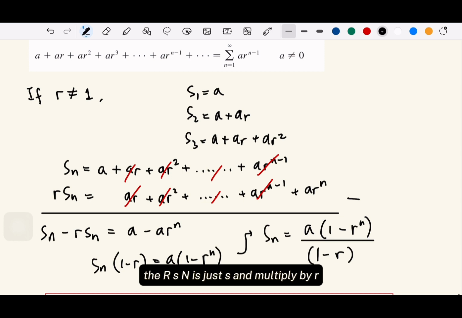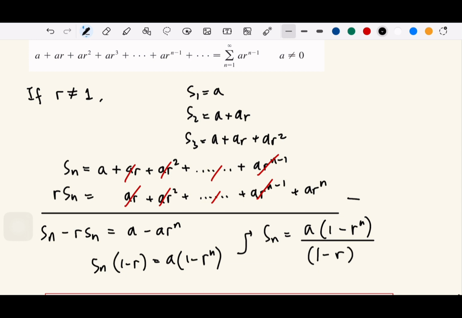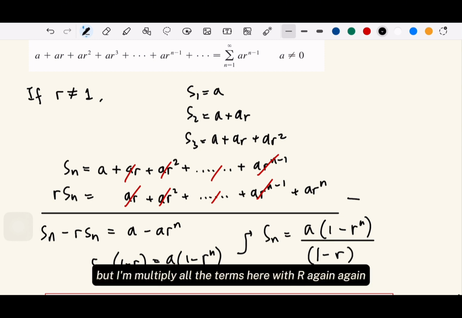The RSn is just Sn multiplied by R. Just multiply. But Sn is also multiplied with? With R. So the RSn is Sn, but I multiply all the terms here with R again.